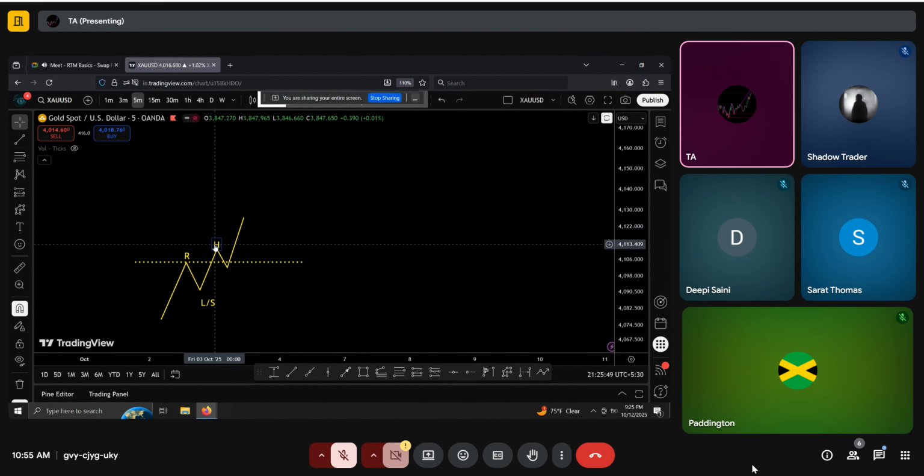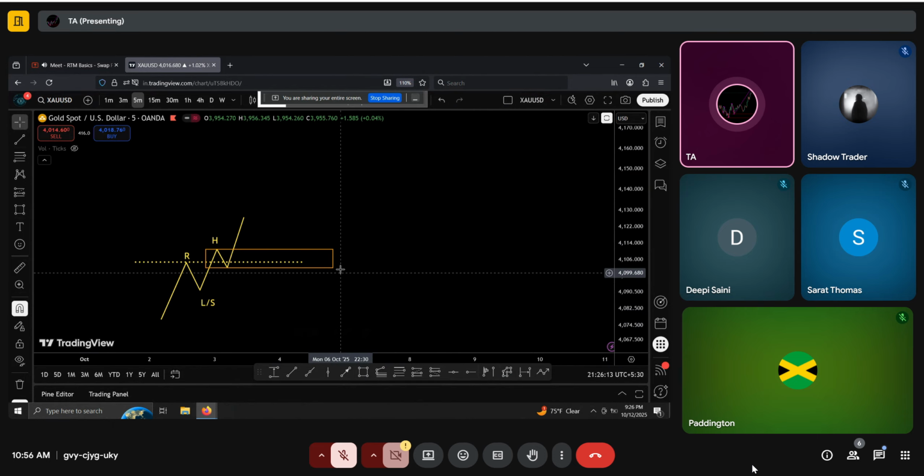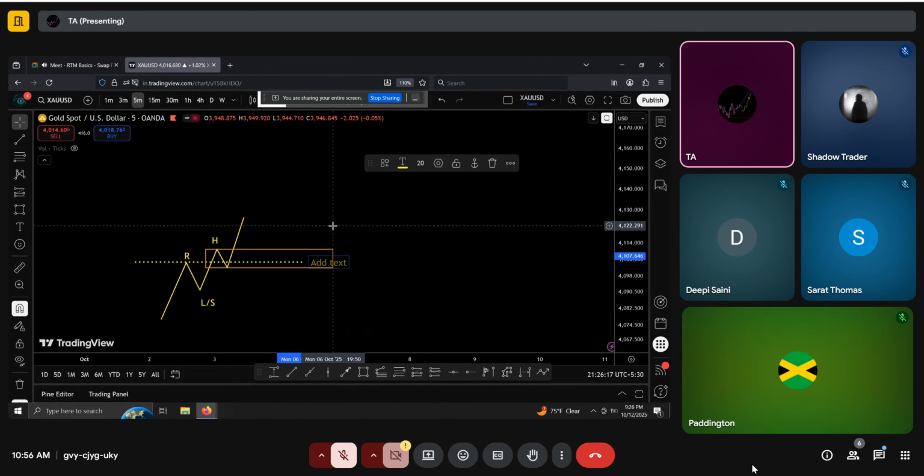Okay, then it pulls back, came back and goes up. This is where the price goes up, came back, but did not come back to this support level. So we call this fail to return, or FTR. This zone is called FTR. We call this FTR.